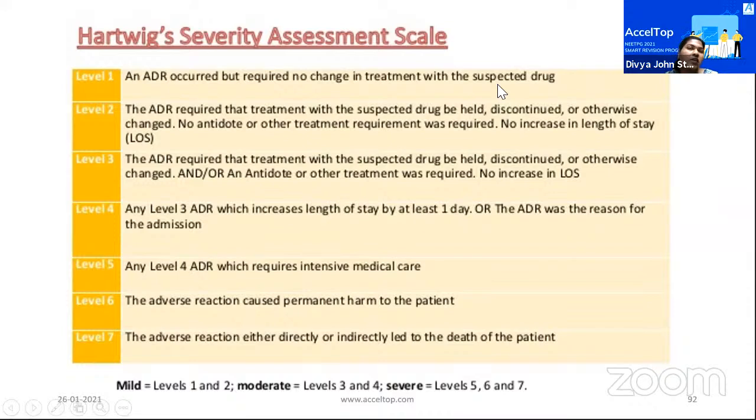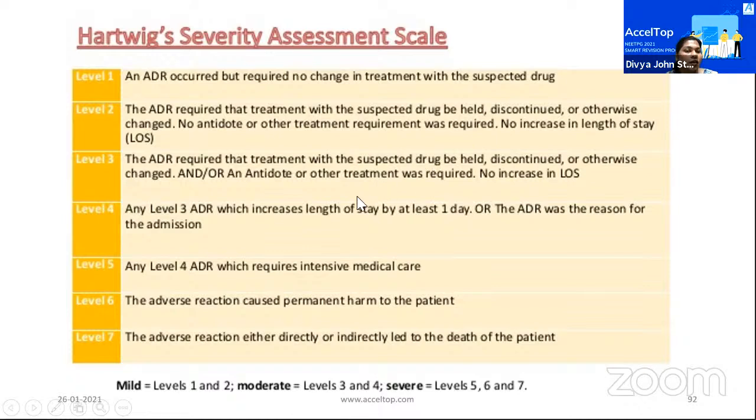You give them specific advice and ask them to continue the medication, right? So that is level 1. Level 2 is the ADR is required. ADR required the treatment with the suspected drug to be held, discontinued, or otherwise changed. Okay, no antidote or treatment requirement was required. No increase in the length of stay. Okay, so this becomes level 2.